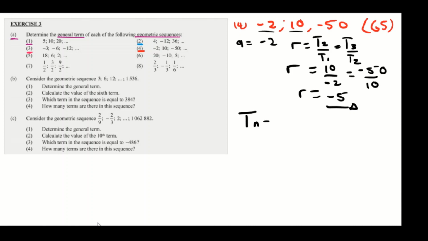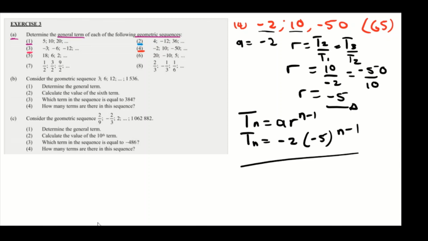To find the general term, we're going to use the general formula of a geometric sequence. T subscript n, our A is minus 2, our R is minus 5, to the power n minus 1. So this is going to be the general term of this sequence.